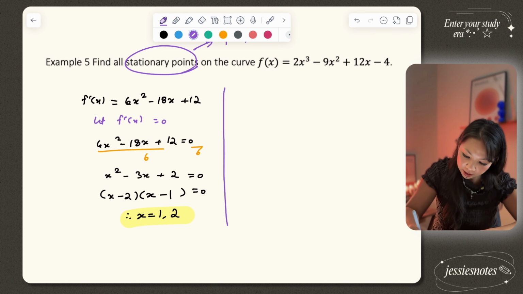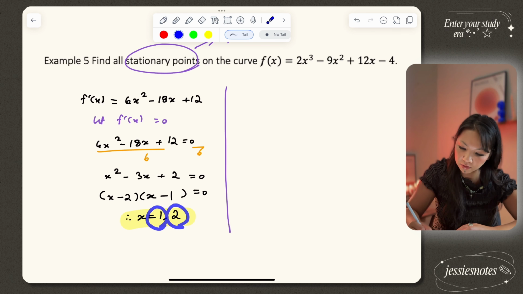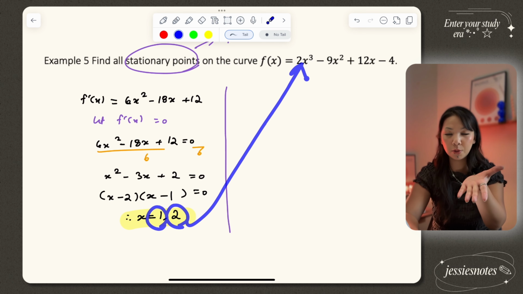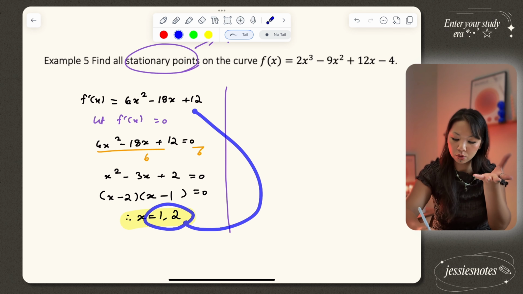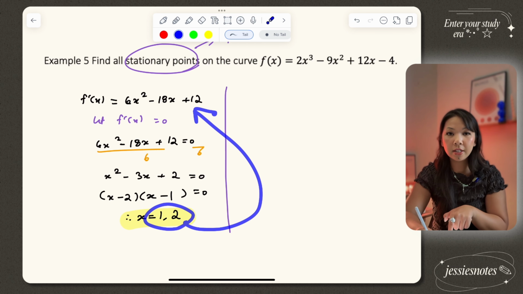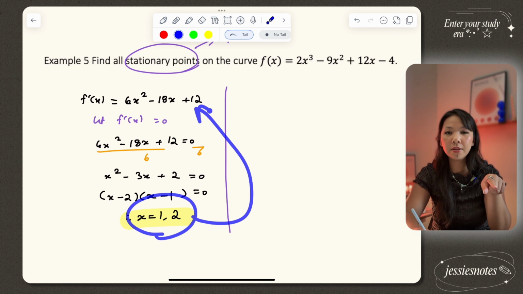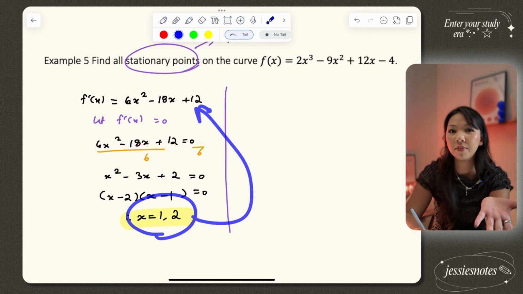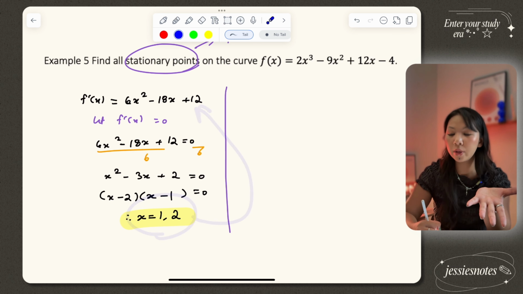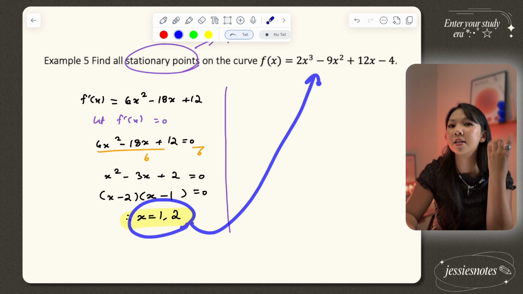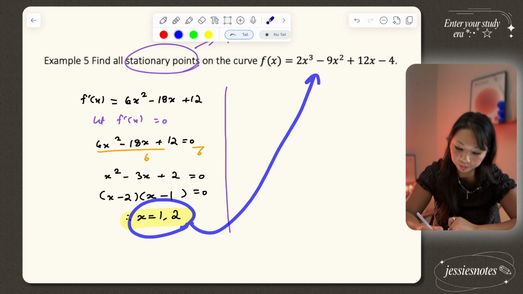So just on the side here, I'm going to substitute each of these x values into the original function because the original function spits out the y coordinate. So that's really important. If you plug these x values into the first derivative, since they're your stationary points, you're going to get f dash is 0 because that's what the first derivative gives you. It gives you the gradient. But if you're looking for the y coordinate, you need to make sure you plug it into the original equation because that's the purpose of the original.